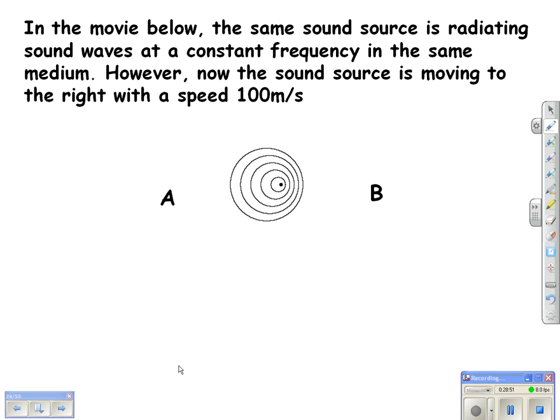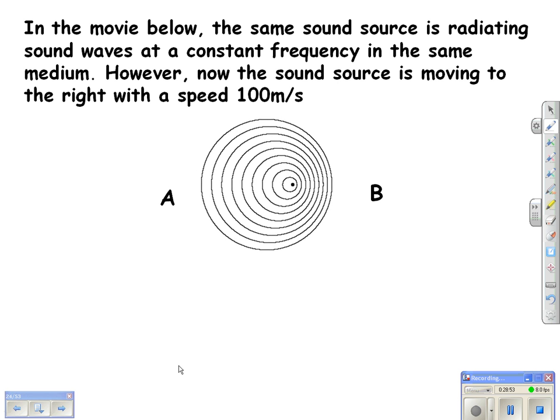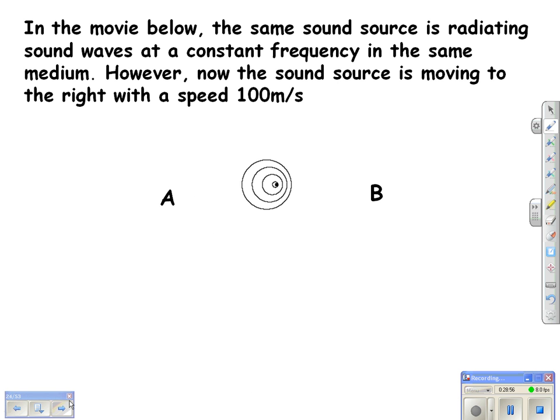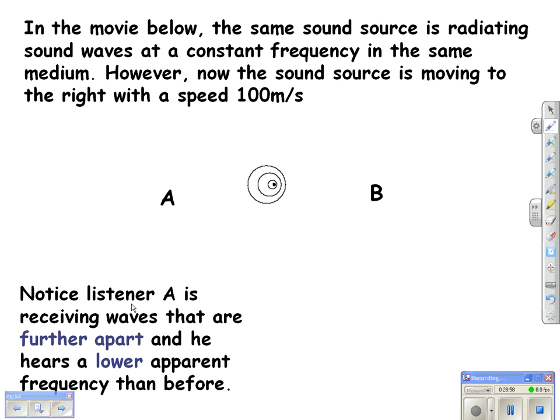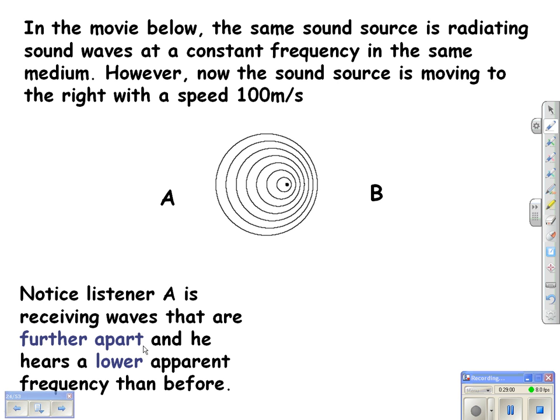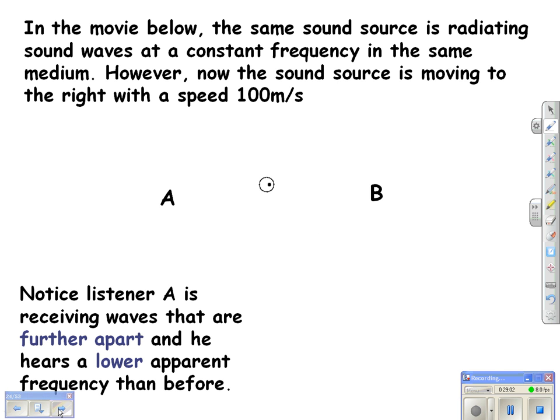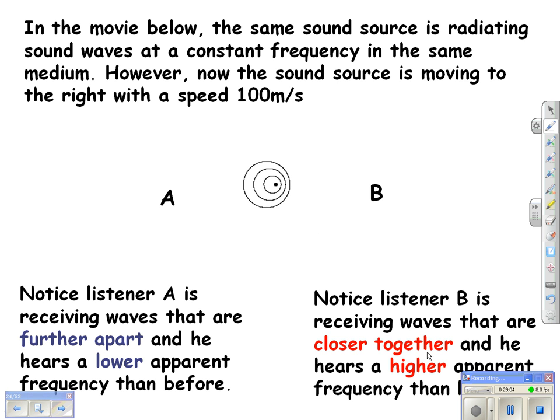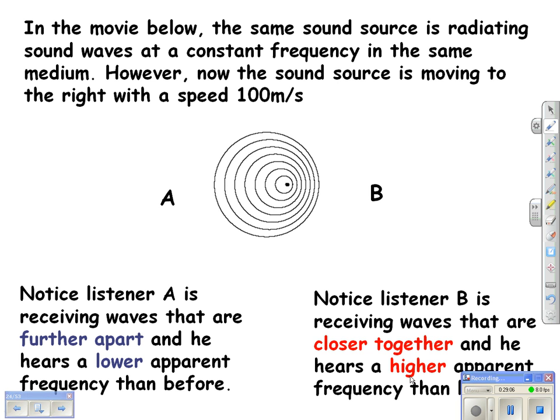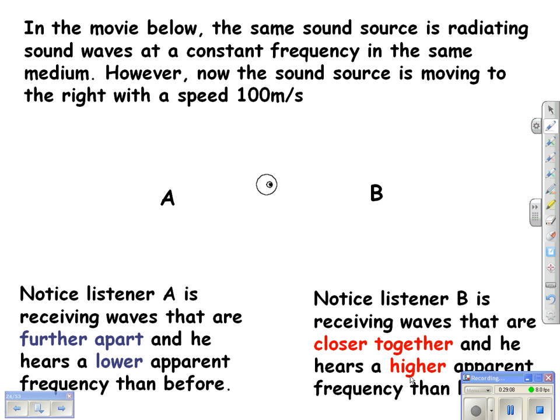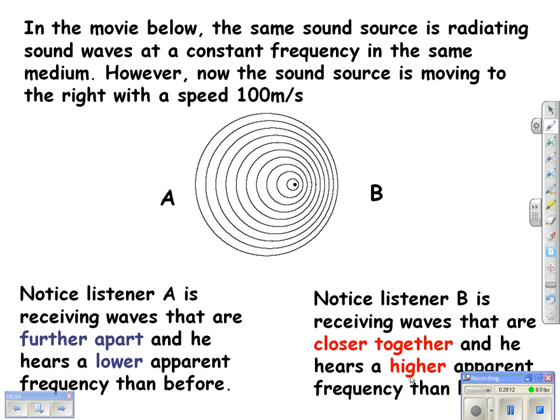Why do you think B? Okay, they are more intense, but they're going to hit B with a higher frequency. There's less space between them. So that means listener A is receiving waves that are further apart, so they're going to hear a lower frequency, where listener B has them closer together, so they're going to have a higher frequency.